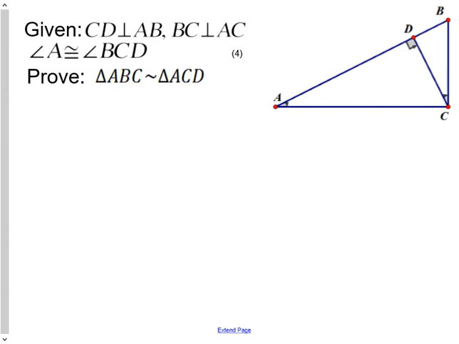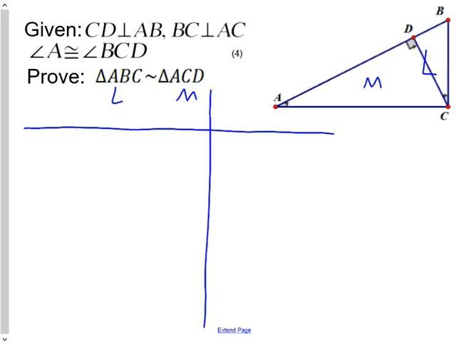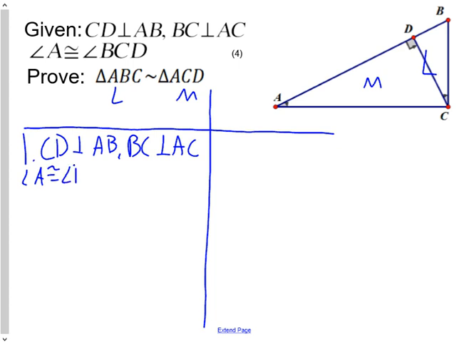Prove triangle ABC, the large triangle, is similar to the medium one. So the medium, the whole thing is the large. So, fill in your given. CD perpendicular to AB, BC perpendicular to AC. And then we also have angle A and BCD congruent. It says 4, but it might be more than 4. So let's see here.